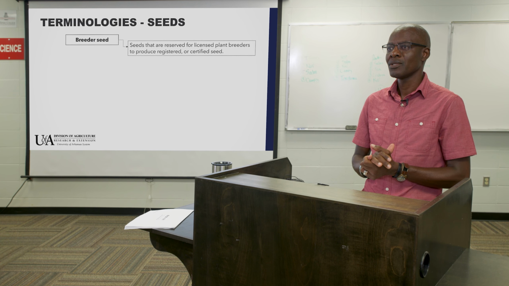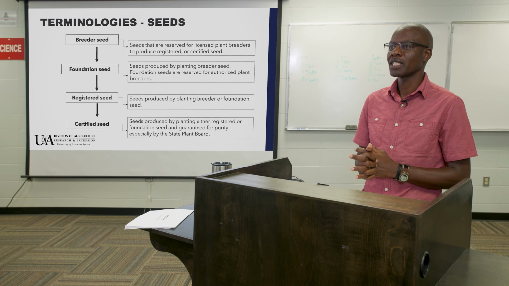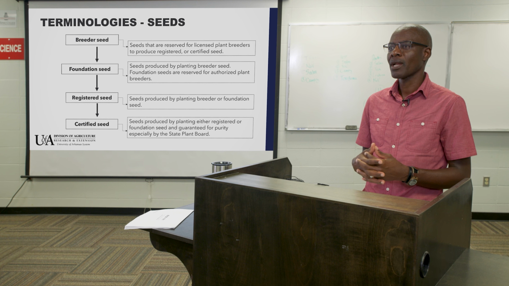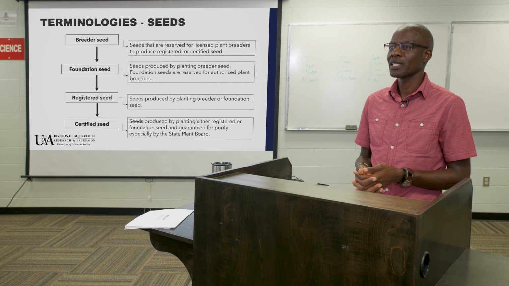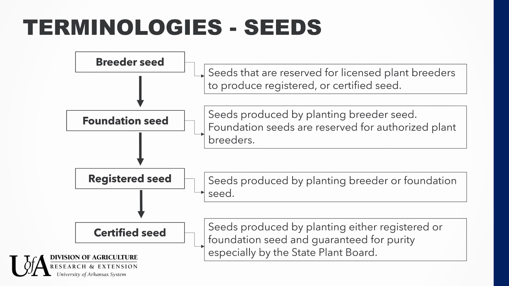The other terminologies that you'll also find out there in the industry, for example, I want to give you a few definitions of terminologies that are related to seeds. Breeder seed, for example, these are seeds that are reserved for licensed plant breeders to produce registered or certified seed. Foundation seed, on the other hand, is seeds produced by planting breeder seed. Foundation seed are reserved for authorized plant breeders only. Then we have registered seed. These are seeds produced by planting breeder or foundation seed. Then we have what we call certified seed. These are seeds produced by planting either registered or foundation seed and are guaranteed for purity, especially by the state plant board.